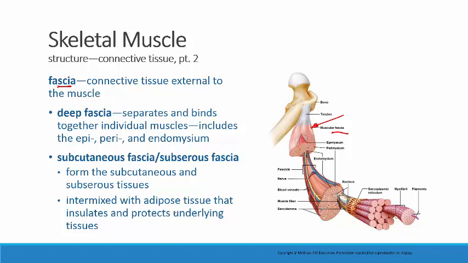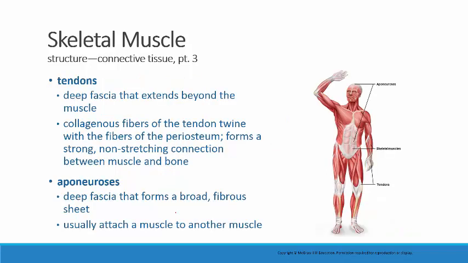All right, so fascia, connective tissue that's external to the muscle and that binds the muscle to other muscles or to the tissues above and below the muscle. So tendons are extensions of all of those connective tissues.